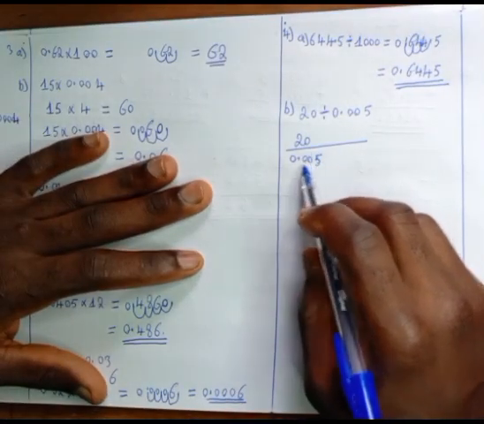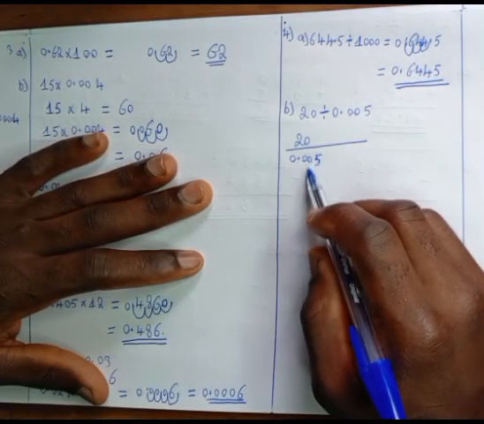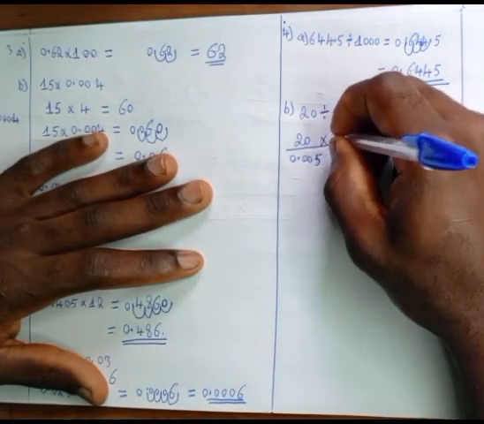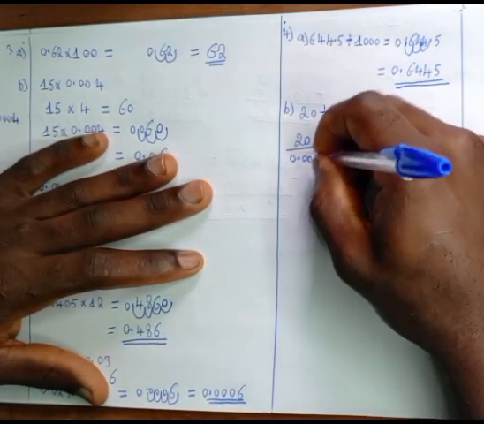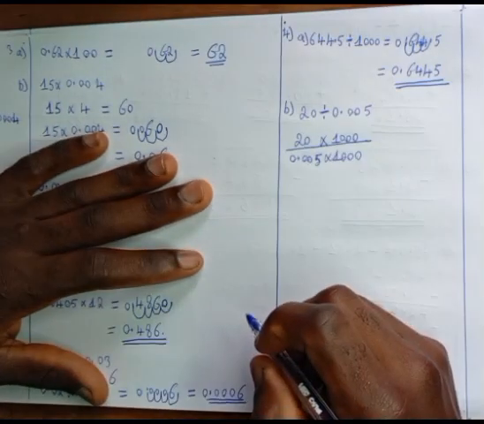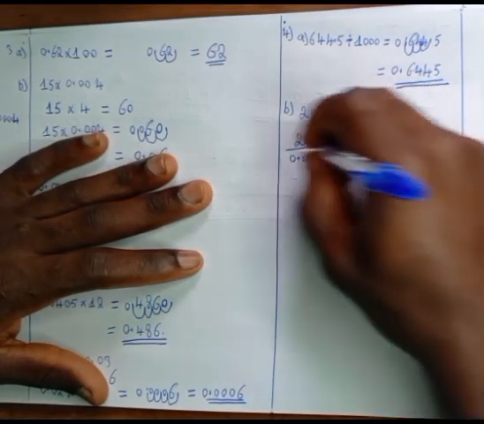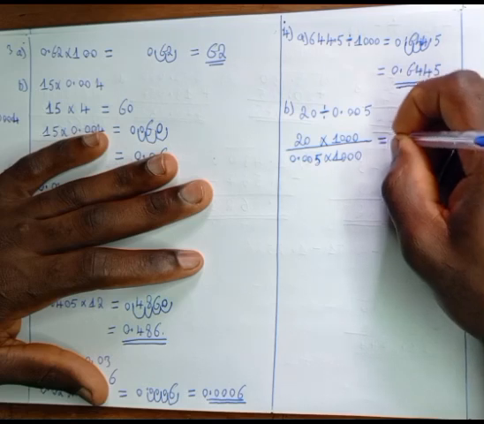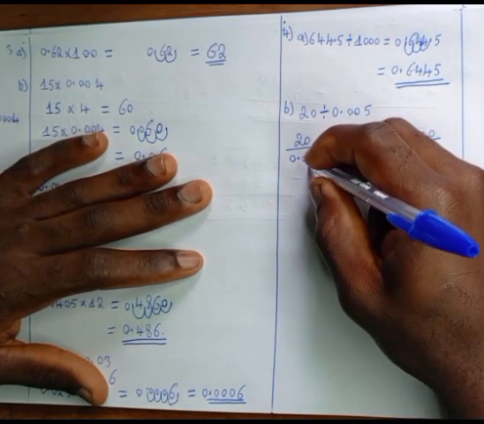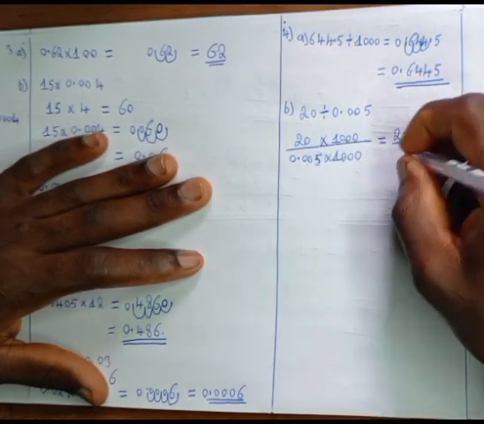Looking at the numerator and the denominator here, you will see that the divisor has 1, 2, 3 decimal places. So we are going to multiply both the numerator and the denominator by 1000. We are multiplying by 1000 because we want to make the denominator a whole number. So this will give us 20 times 1000 gives us 20,000 all over 0.005 times 1000, which gives us 5.